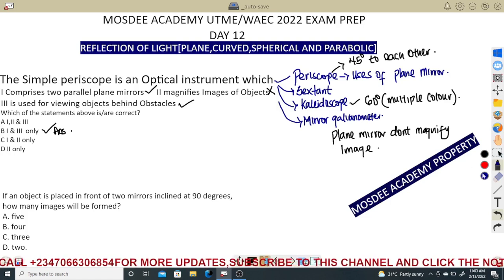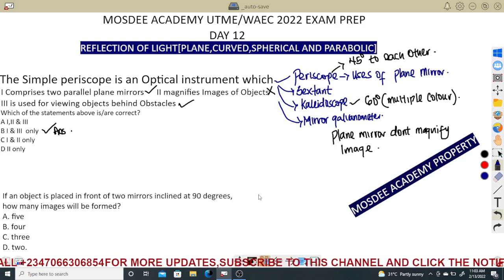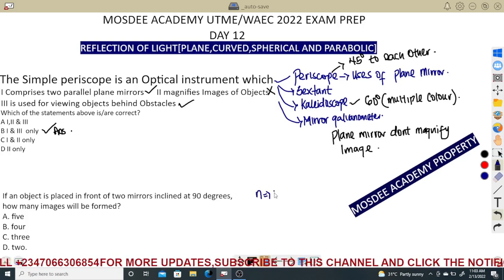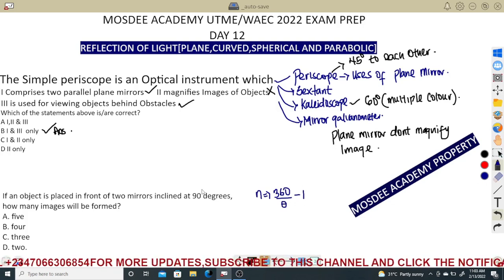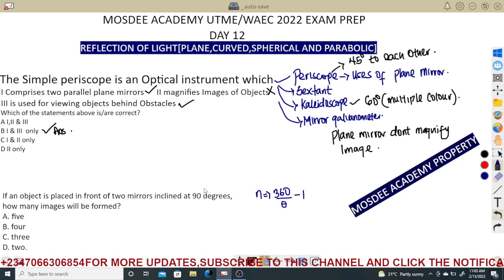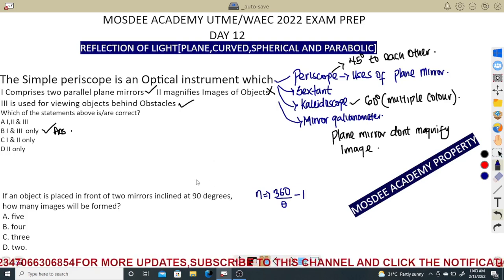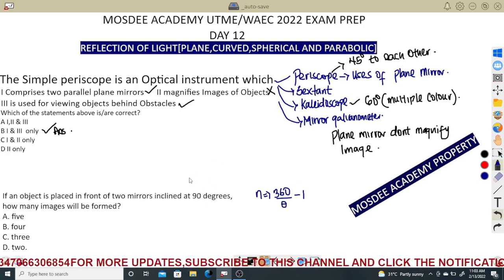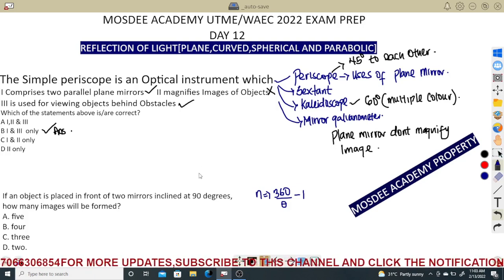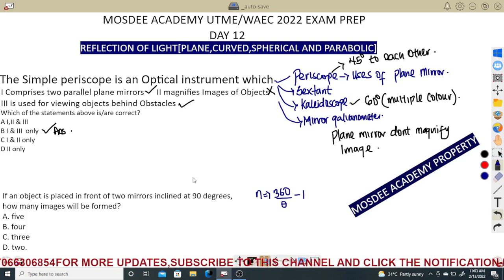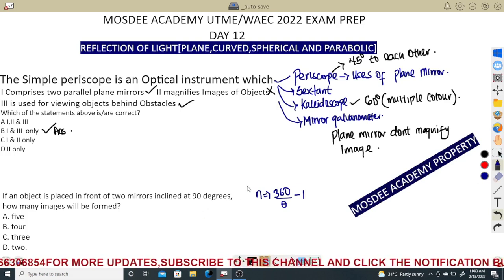So what you just need to keep at the back of your mind, for you not to make this mistake, is what you must have studied in your junior classes: the number of images is 360 over theta minus 1. We got that from the multiple images formed by two mirrors. As we know, at the angle where they meet, the images produced are always at the same distance from each other. So a plane mirror, or let me say a thick glass, produces multiple images. And when they do that, they have a locus, which is always a bisector of a line.